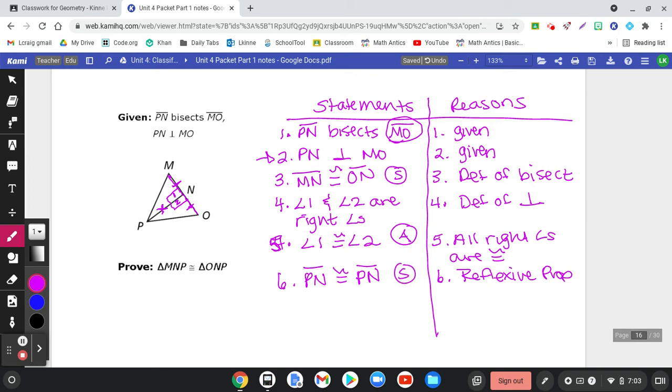All right, so we've said that those sides are congruent, those angles are congruent, and those sides. So we're ready to go. Triangle MNP is congruent to triangle ONP. And the reason we know: side angle side of one triangle is congruent to the side angle side of another.